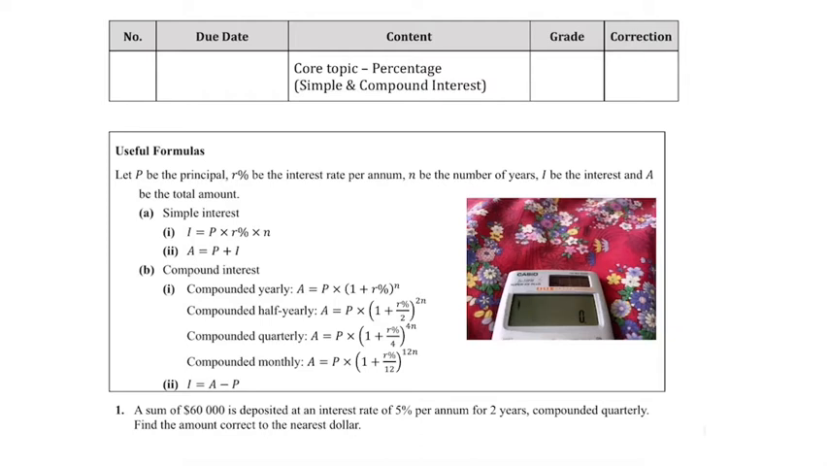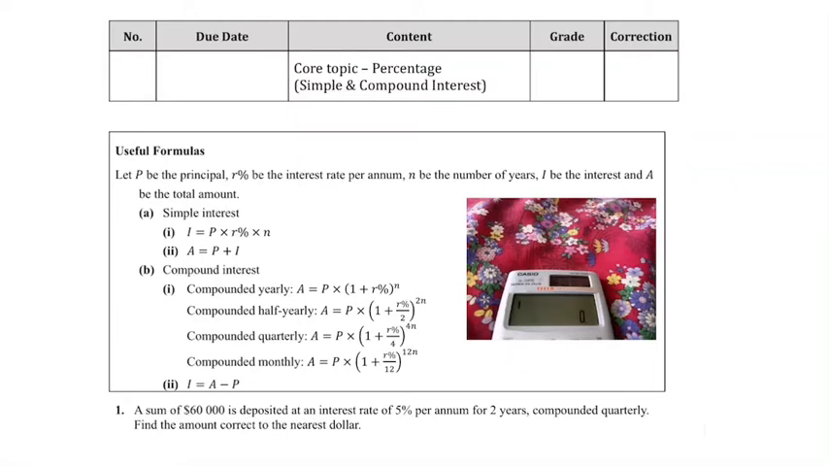When you see this topic, interest, you have to think of two types. One is called simple interest and the other one is called compound interest. They both have different formulas. Let's start with the simple first. Simple, just like the name, of course the formula isn't really hard either.